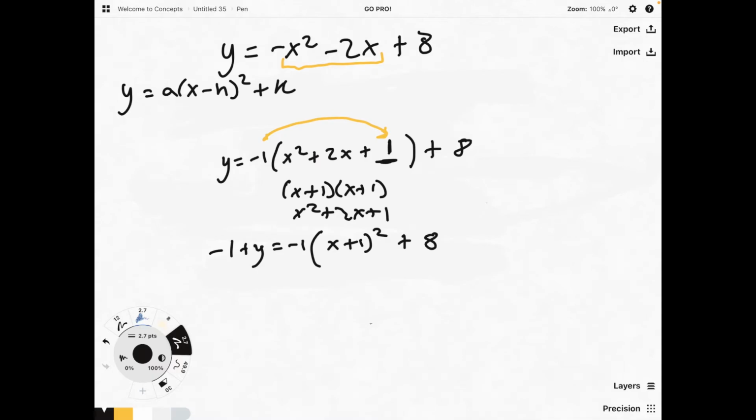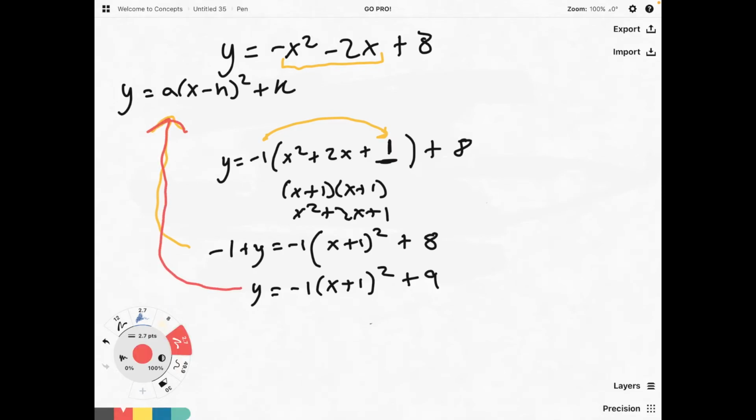Okay, now what we want to do is set y by itself because we're trying to get to this form right here. So to get y by itself, we just need to add 1 to the other side. So we get y equals negative 1 times x plus 1 squared, plus 9, because 8 plus 1 is equal to 9. Now we have a form that is similar to this equation which we were trying to get.